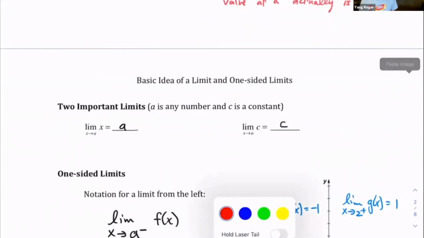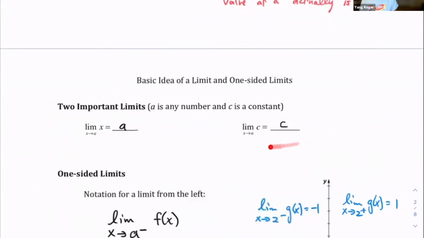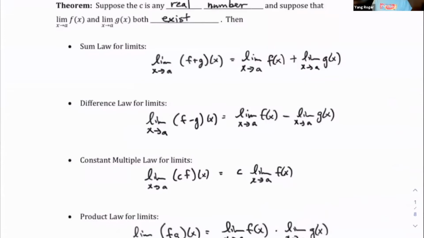We learned these two important limits right here. The two important limits were, if you have the limit as x goes to a, you can just plug in a for x. And the second important limit was, if you have the limit of a constant function, it doesn't matter what the x values are, the y values will just be that constant, okay? So our plan is to take an expression and break it up into different pieces so that we're just left with those two important limits.